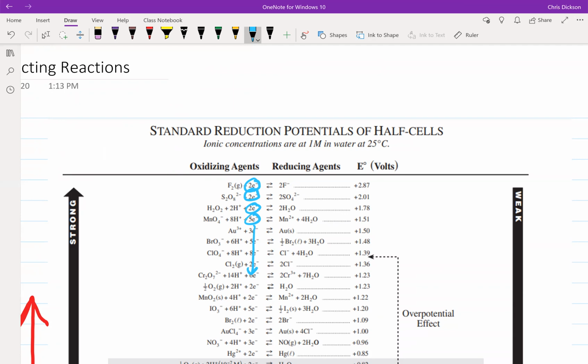You might notice the title of the table is standard reduction potentials. All the reactions are written as reductions going from left to right, and if you reduce something, that's an oxidizing agent. On the other side of the table, you have the reducing agents, which are chemicals that cause the reduction of another chemical. When you are a reducing agent, you will get oxidized. So as you go from right to left, remember they're equilibrium reactions, you're going to be oxidizing the fluorine there.